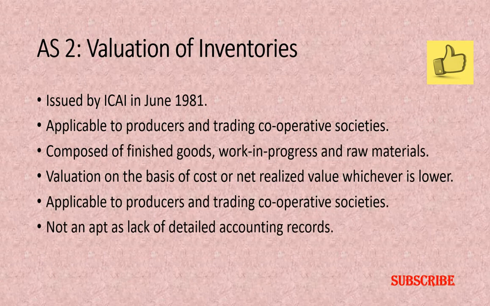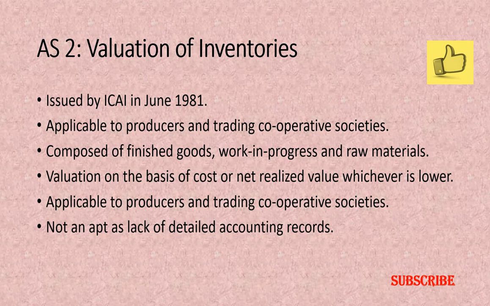Now let's take the second one here, that is Accounting Standard 2, valuation of inventories. This is the accounting standard which was issued by ICAI in June 1981. There are varied practices of inventory valuation applicable currently, and hence the accounting standard seeks to narrow the differences. The standard applies to inventories which comprise finished goods, work in progress and raw materials.